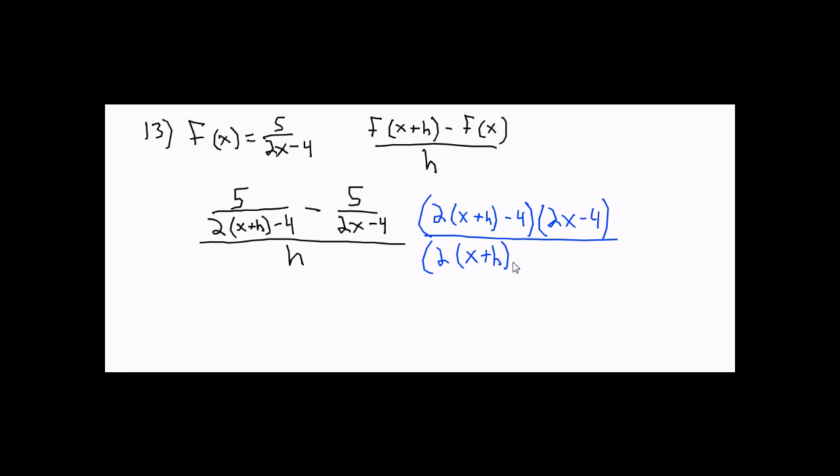Now if we had square roots in here, we'd be multiplying by a conjugate probably. Oh, that's the next one. We'll worry about that later. I'm getting ahead of myself. Alright, so we're multiplying through by all that junk.